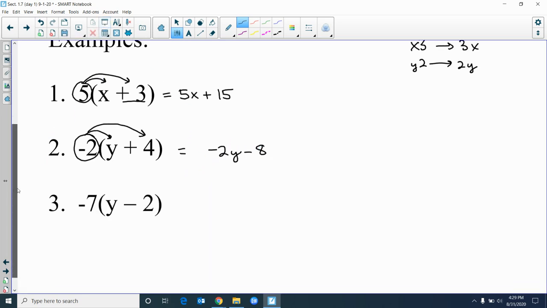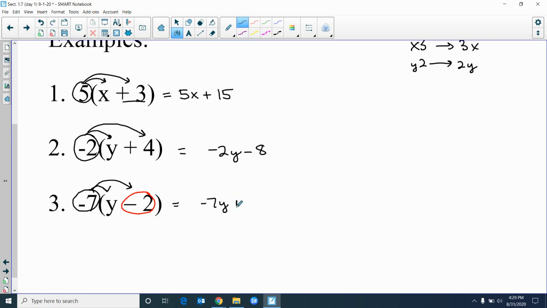All right, for the third one. Okay, now these are both pluses. What happens when this is a minus? Okay, so you want to take it as negative 7 times y, which is negative 7y. Well, whatever sign's in front of there, you want to take that with that number. So you want to treat this as negative 7 times negative 2. Use your multiplication rules. What is a negative times a negative?